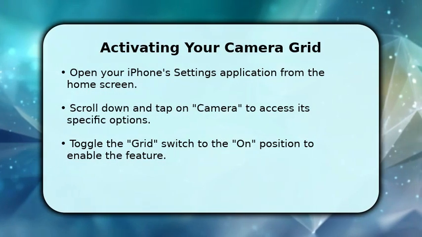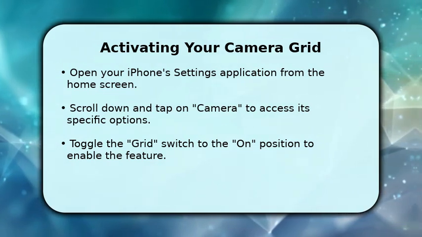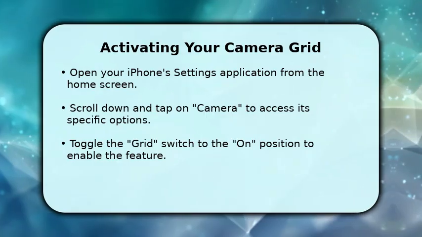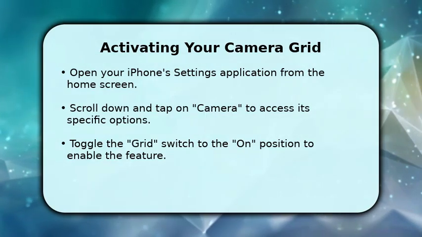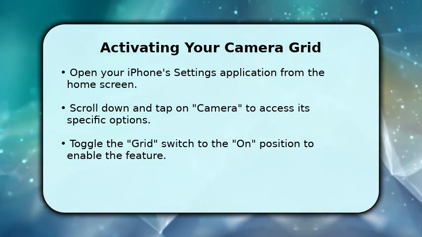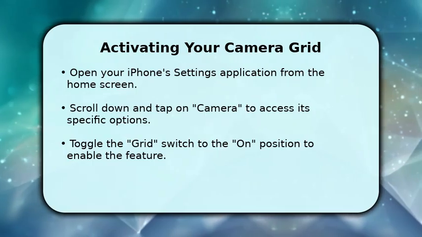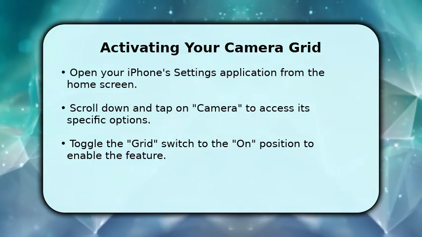Turning on the grid is super easy and takes just a few seconds. First, open your iPhone Settings app. Then, scroll down a bit until you find and tap on Camera. Inside the camera settings, you'll see a switch labeled Grid. Simply tap this switch to turn it on. Once enabled, open your camera app and you'll immediately see the grid lines appear on your screen, ready to assist your photography.